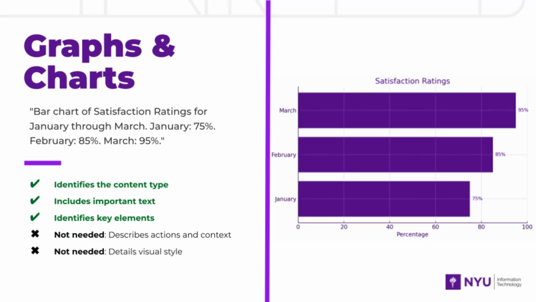If it's a graph or chart, note the type and topic of it. Then focus on the relevant text and elements, such as labels and values of data points. The description for the example image reads, bar chart of satisfaction ratings for January through March. January, 75%. February, 85%. March, 95%. This identifies the content type, includes important text, and identifies key elements.